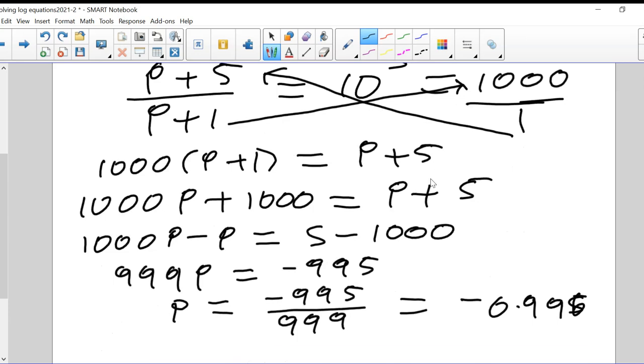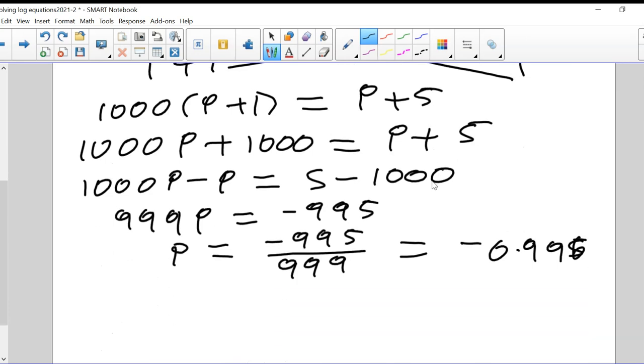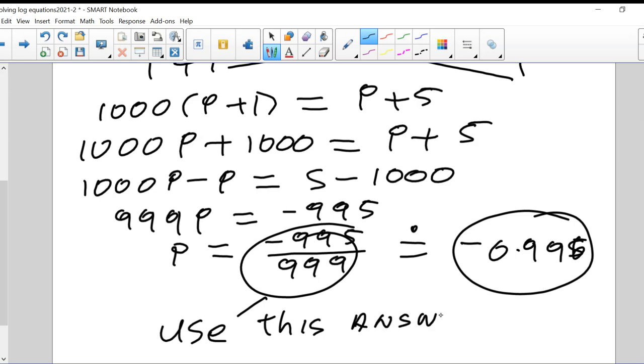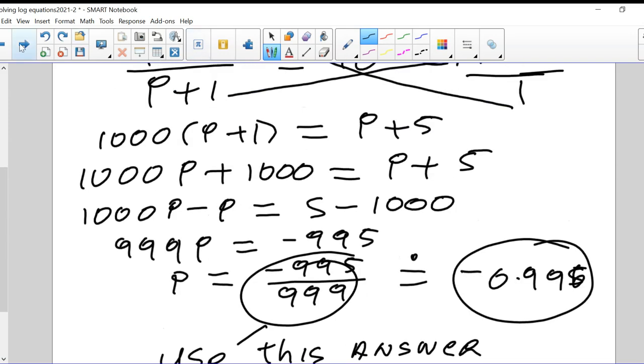It's not extraneous. No, it's not. So the answer is in fact a valid answer. 0.995 works. I think it works out to be 0.995995995. But at any rate, I wouldn't even put this as the answer. I would say use the exact form. That's the answer that I'd like to get from you, the minus 995 over 999. Once you start rounding answers, you're losing some of the accuracy of those answers.